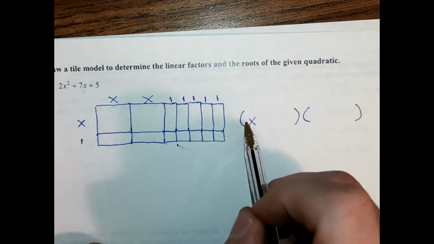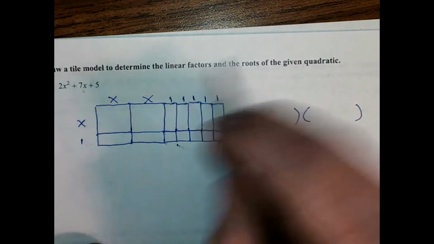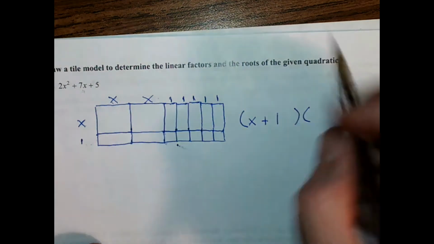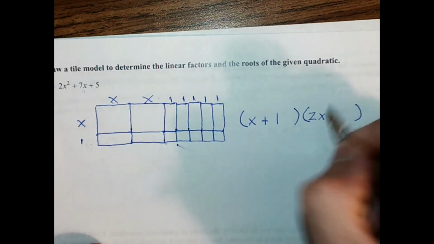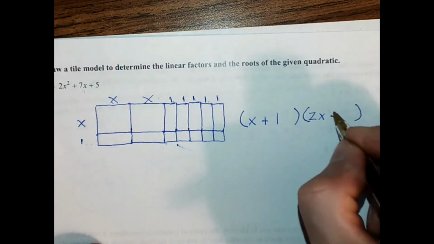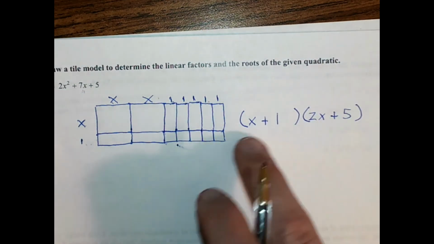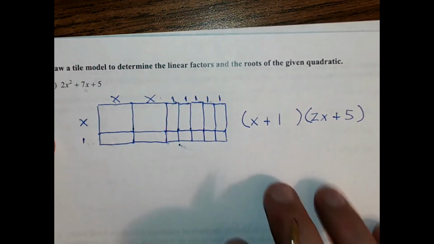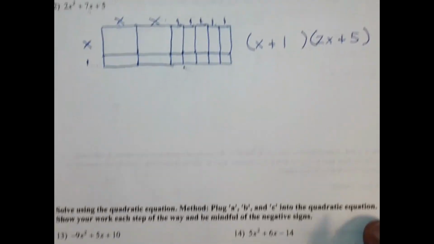I'll go ahead and finish it for you. x plus 1, 1, 2x, plus 1, 2, 3, 4, 5. Those are your linear factors. You should be able to go find the roots given those using the strategy from the previous pages.